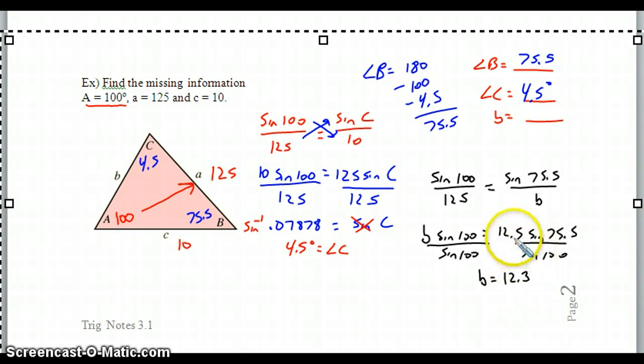I just realized that I made a mistake here. This wasn't 12.5, this is 125. So let me go back here. Thought that side length looked a little funny. Let me recalculate that one more time. It's 125 sine of 75.5 divided by sine of 100. There we go, 122.9.